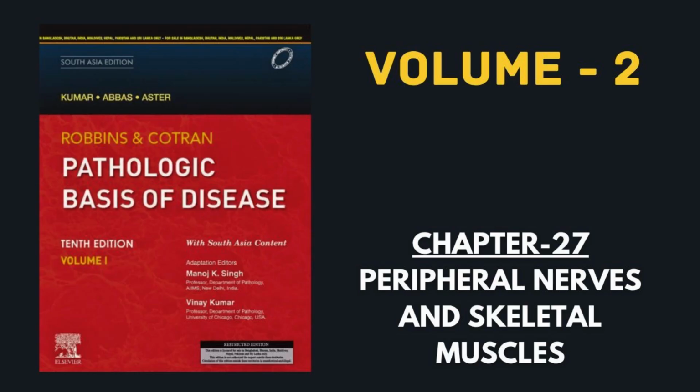Correct. Those bundles of axons are called fascicles, and each fascicle is wrapped by the perineurium. Now, this layer is special. It's not just connective tissue, it's a vital barrier. It controls the microenvironment inside the nerve, protecting the axons from toxins.